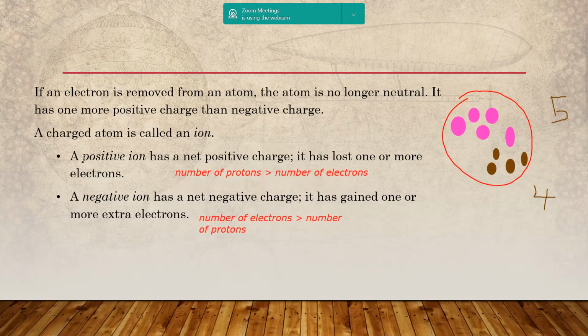electrons. So if the number of electrons, which are negatively charged, is greater than the number of protons, I will say that is a negative ion. But if the number of protons is greater than the number of electrons, I will say that this is a positive ion.